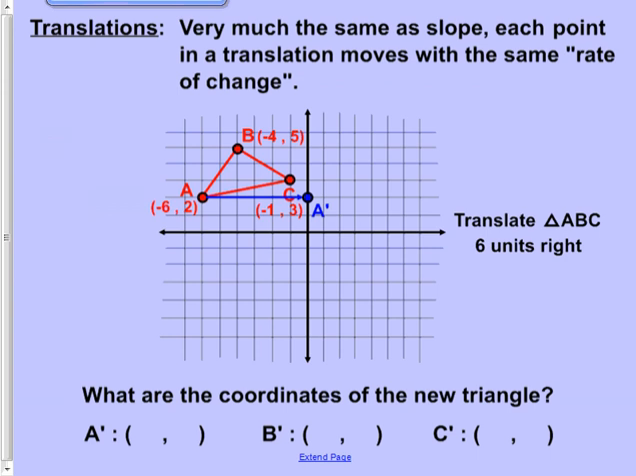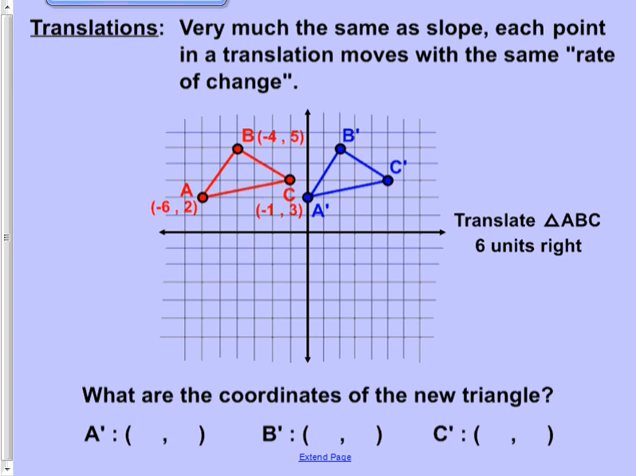We repeat the process for point B to get to B prime, and repeat the process for point C to get to C prime. Once you have the corner points, what are called vertices, moved, you can connect the dots, and you can see very clearly we have the new triangle. From there, we can figure out what our coordinates for A prime, B prime, and C prime are.